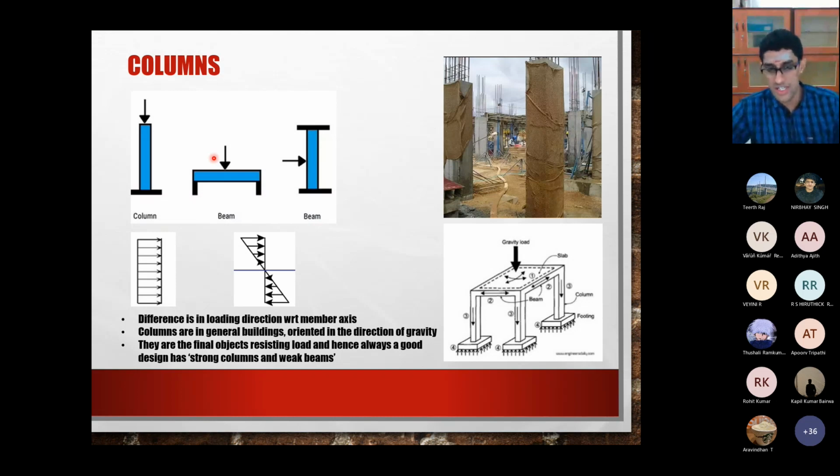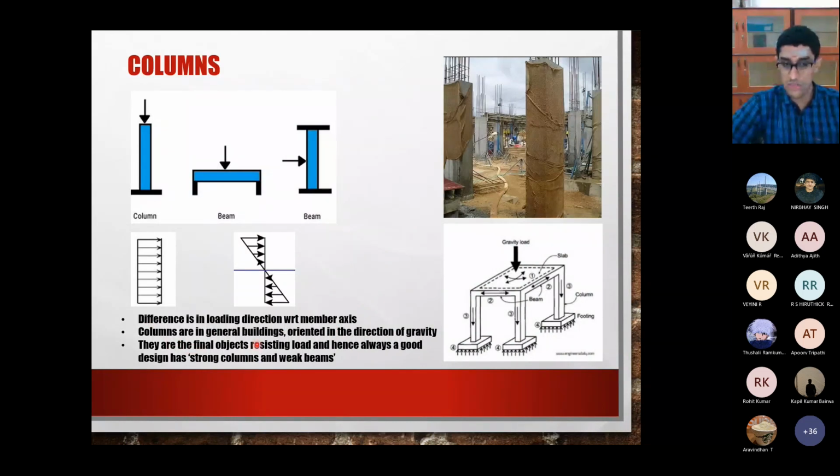But in general, when we want to identify a column, we just see whether there is an axial load. If there is an axial load, we call it a column, irrespective of whether it has bending moments also. If there is no axial compression or axial load on that element, then we say that it is a beam. So this is the general way that we identify them. The main difference is in loading direction with respect to the member axis.